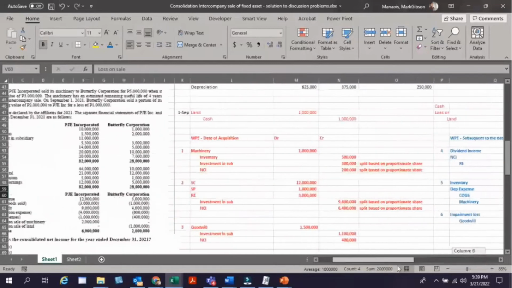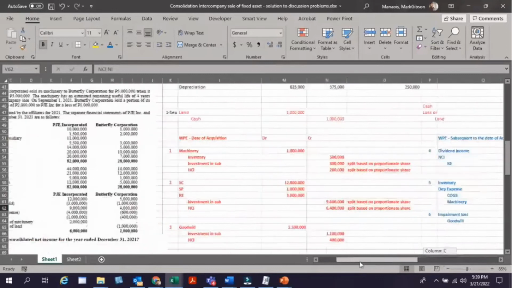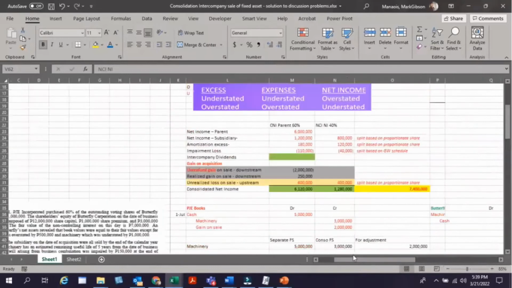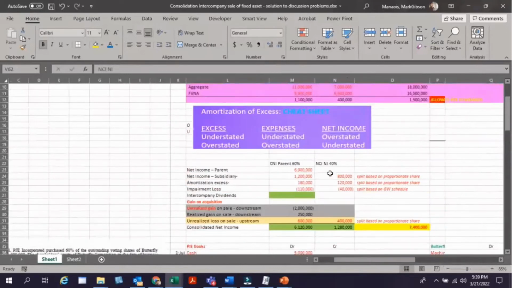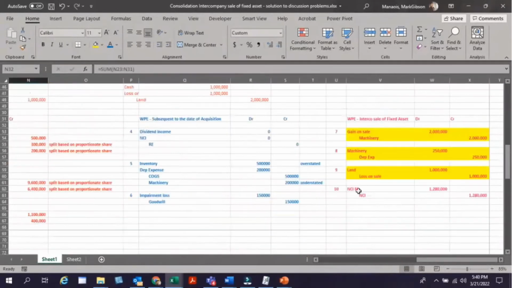Okay? Next, we have ito naman is actually not related to the intercompany sale but to transfer, yung net consolidated net income attributable to the non-controlling interest. So debit non-controlling interest net income, credit non-controlling interest.